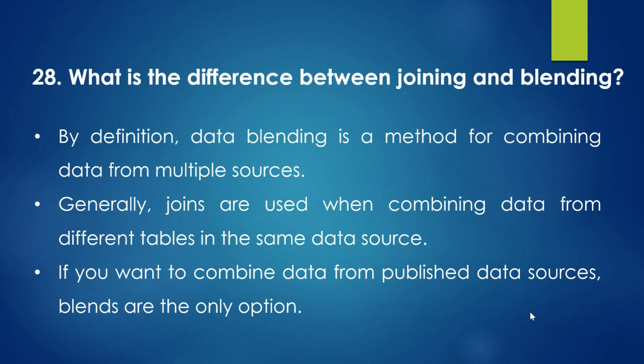Data blending is a method for combining data from multiple sources, and generally joins are used when combining data from different tables in the same data source. For example, if we have several tables in the same data source, generally we use joins. But the only situation where we have to use blending is if we want to combine data from published data sources. For example, if we publish our data sources on Tableau Server, then we cannot use joins. In this case, we have to use blending. This is the only situation where we have to use blending over joins, because joins cannot be used to combine published data sources.